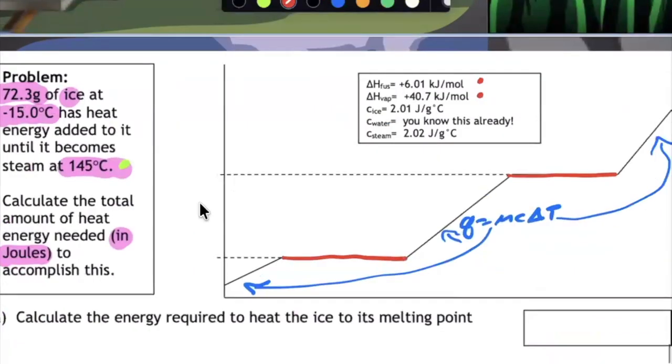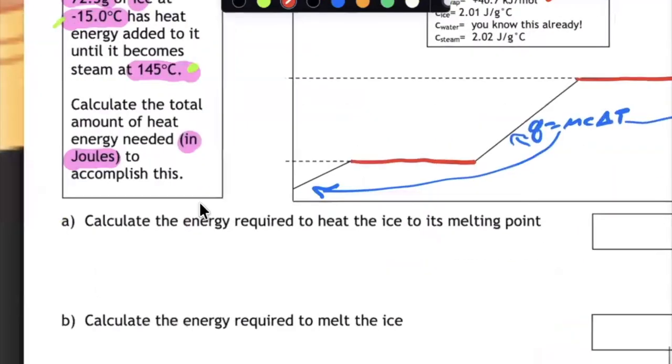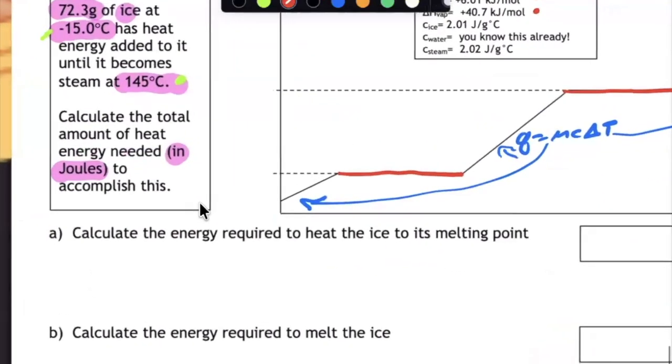Okay, so first off, what we want to do is heat the ice to its melting point. So that means, let's go with blue, since this is a Q equals MC delta T. I want to go from negative 15 to 0. So Q equals MC delta T. I need the energy, so I'm solving for Q.